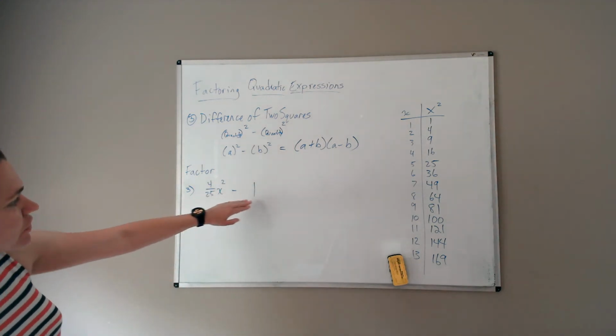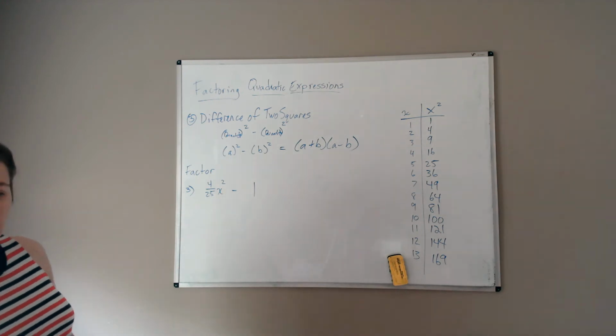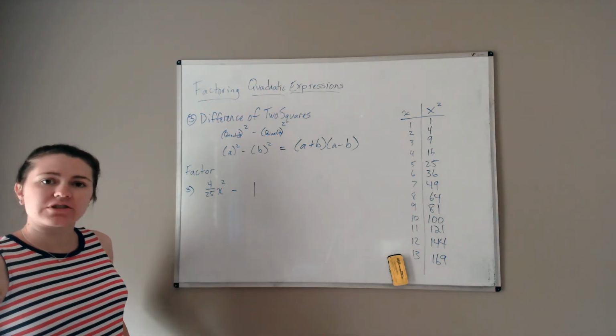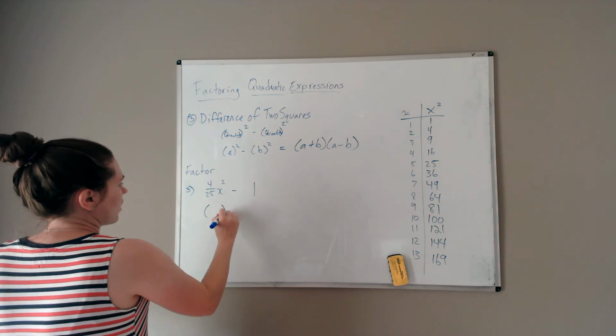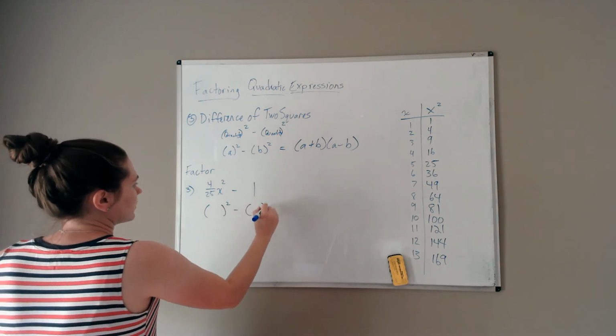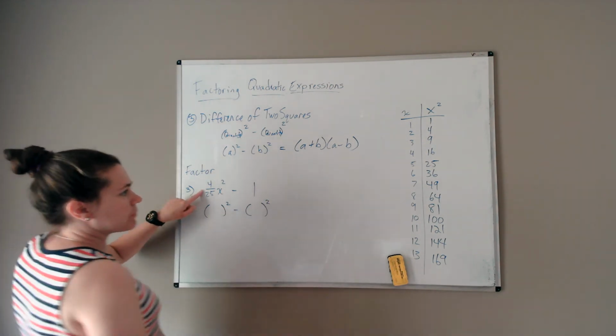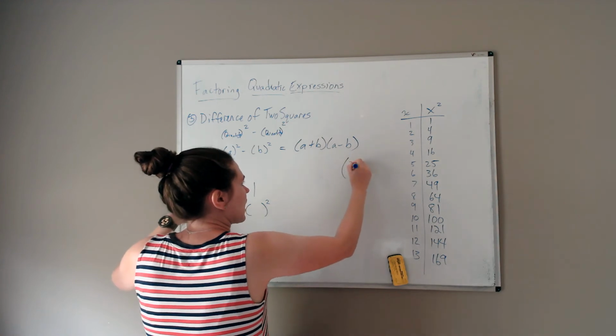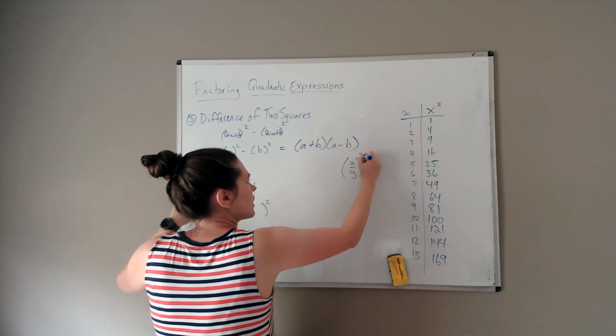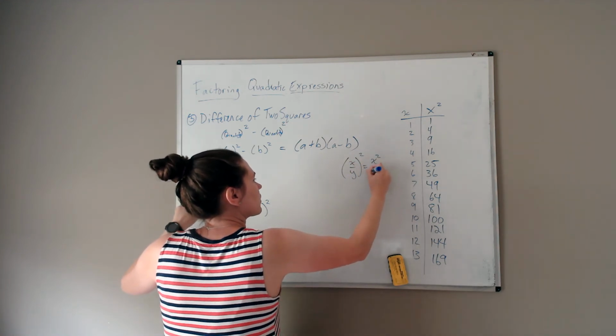Okay, so we see 2 terms. All right, we see a minus sign in between, so we should look to see if this is the difference of 2 squares. So even though this is fractional, nothing to worry about, because when you have a fraction, let's say x over y squared, that's the same as x squared over y squared.